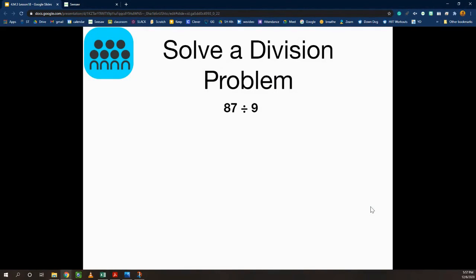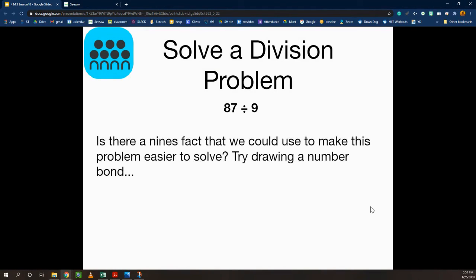87 divided by 9. Is there a nines fact that we could use to make this problem easier to solve? Let's see if we can do it by drawing a number bond. Now, what times 9 is going to give us close to 87 without going over? I can think of 87 breaking it up into 81 plus 6. I know in my multiplication facts that 9 times 9 is 81. So then 87 divided by 9 would be 9 with a remainder of 6.